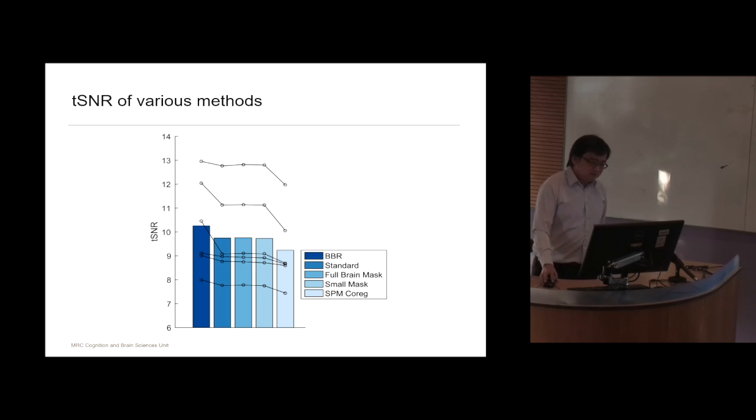So now we have essentially 5 different methods: the BBR method that I've been using, the standard method, applying 2 different masks, and using SPM co-register. And you can see that using the mask, I'm not sure whether it's very obvious, but using the mask provides a slight benefit compared to standard realignment, but BBR still performs better than all the other data points, and SPM co-registration performs the worst.